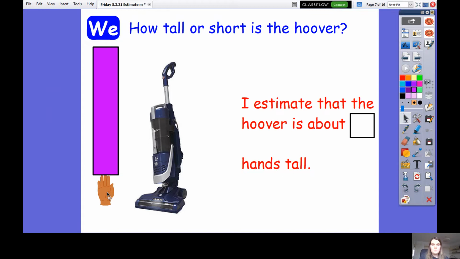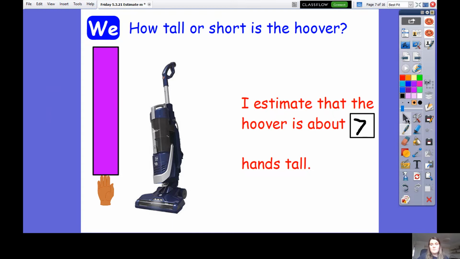What do you think it might be? 5, maybe it could be 5 hands tall. 6, that's another good estimate. 10, do we think it's quite 10 hands tall? That would be quite tall. Maybe not, okay. 2, no, they wouldn't be 2 hands tall. That would be a very tiny hoover, wouldn't it? It'd only be that size. So how many hands do we think? Okay, we're going to go with 7. All right. You think it might be 7 hands tall.